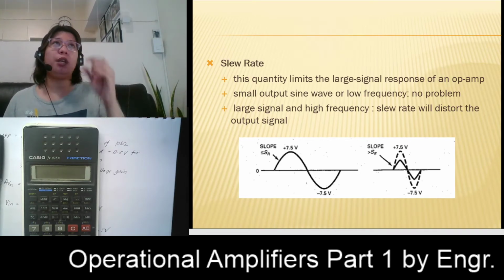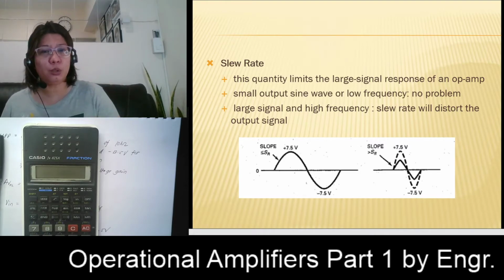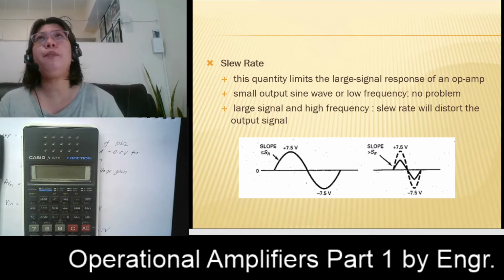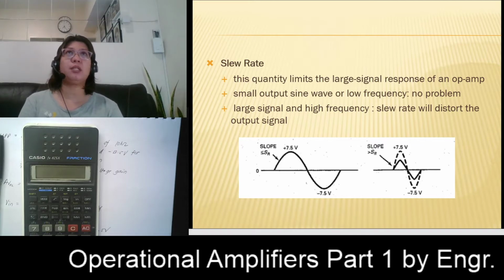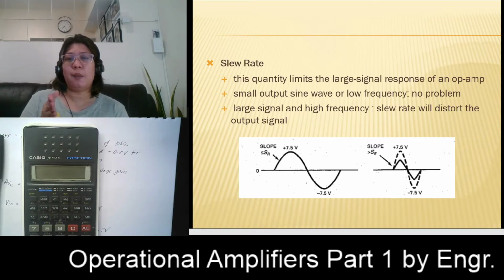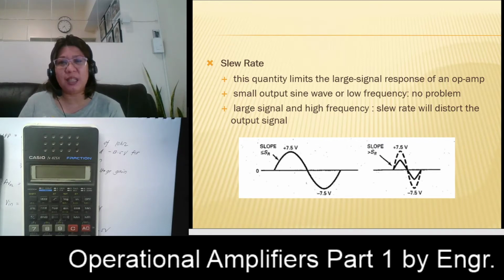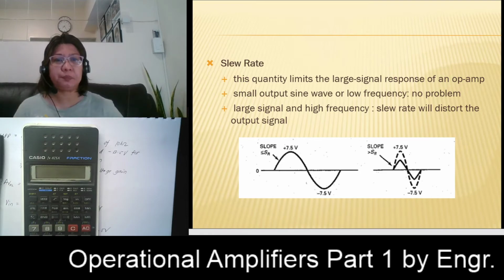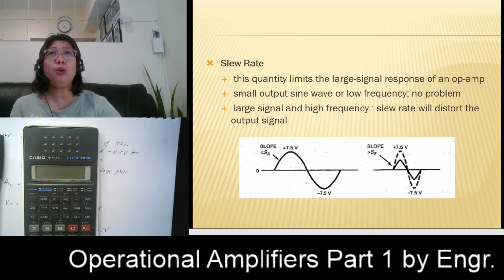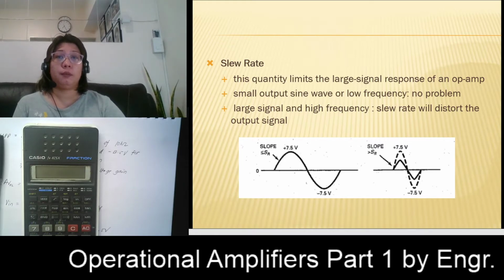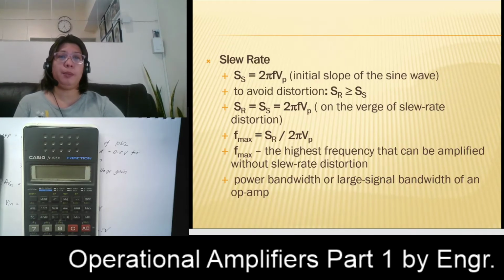Okay, so when your input is very small in amplitude, it can cope easily. The problem lies when we have a large signal or a high frequency. Because if it is high frequency, the change occurs at a very high rate. It is changing fast, so the slew rate is capable of distorting your output signal. So how do we compensate for that?